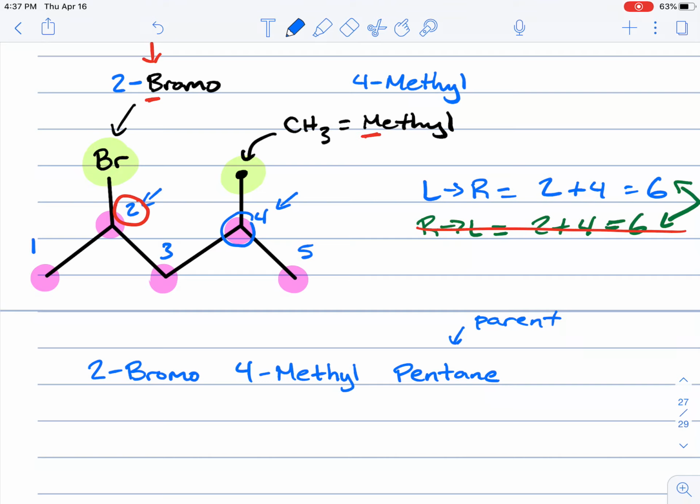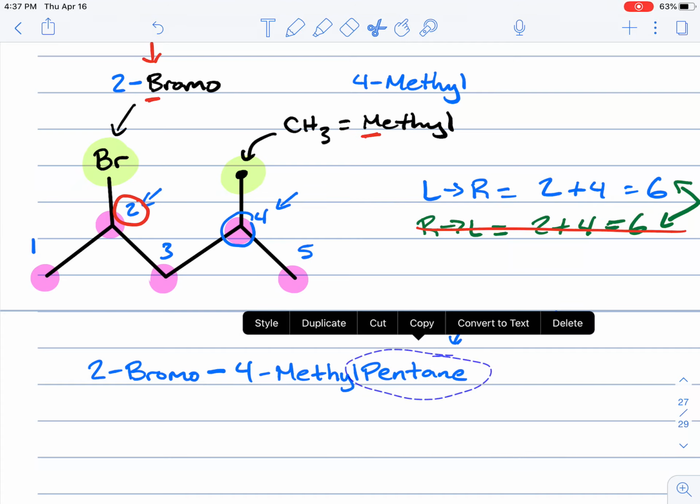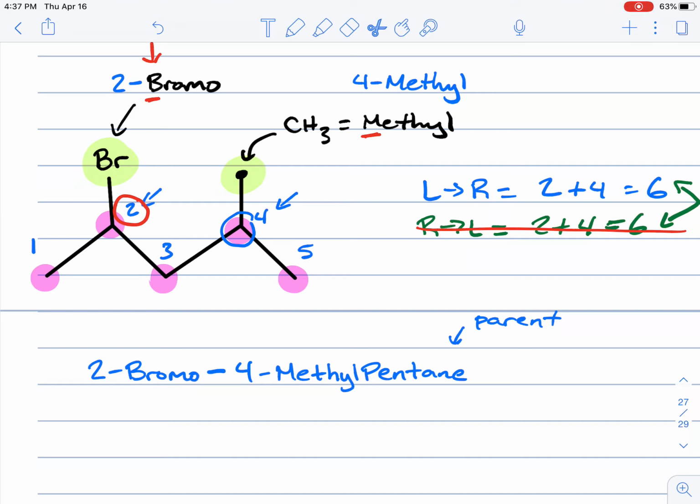All right, to finalize our answer, we have to make sure that our grammar is correct, so to speak. I'm going from a letter to a number, so I need a dash. Then I'm going from a letter to another letter, and that doesn't require anything. The only thing we need to do is scoot this over to the left, and we are done. So the name of this compound is 2-bromo-4-methylpentane.